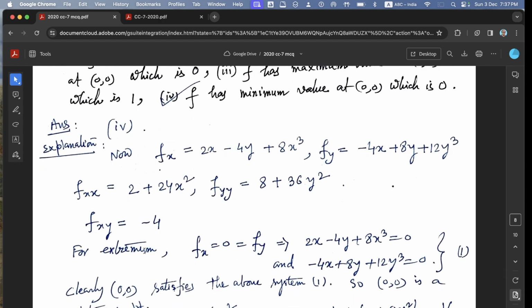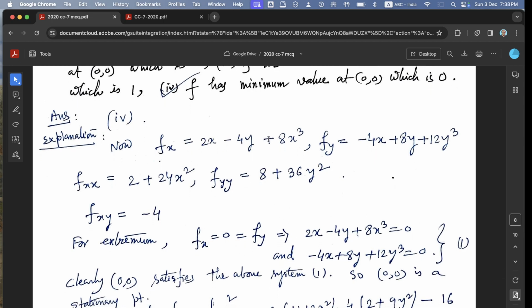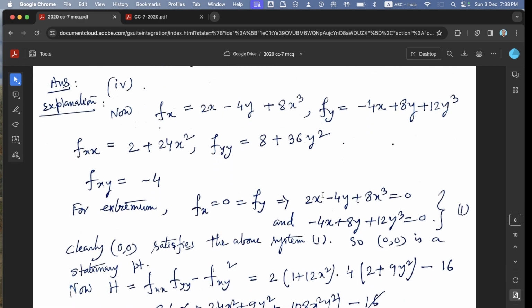Now for an extremum, that is either minimum or maximum, we must have ∂f/∂x equal to 0 and ∂f/∂y equal to 0, that is fx equal to 0, fy equal to 0. So we get 2x minus 4y plus 8x³ equal to 0 and minus 4x plus 8y plus 12y³ equal to 0. Obviously (0, 0) satisfies the above system, so obviously (0, 0) is a stationary point.